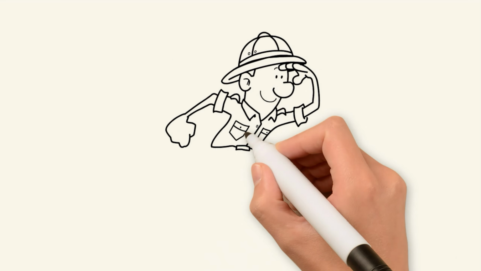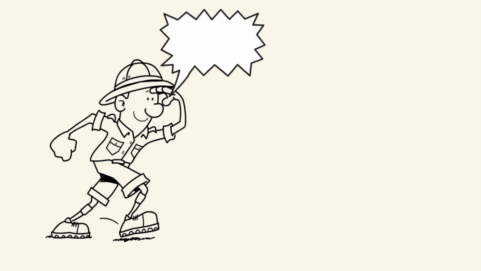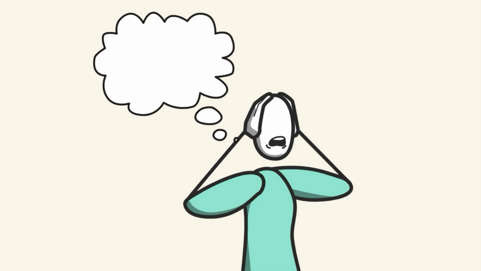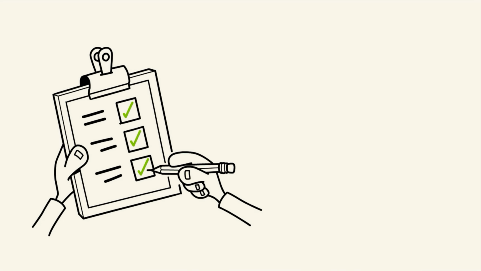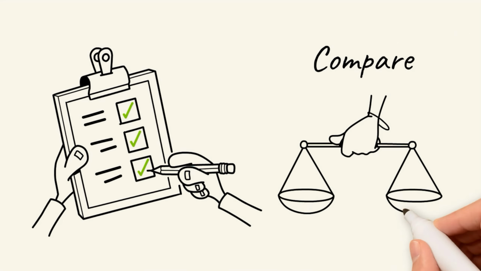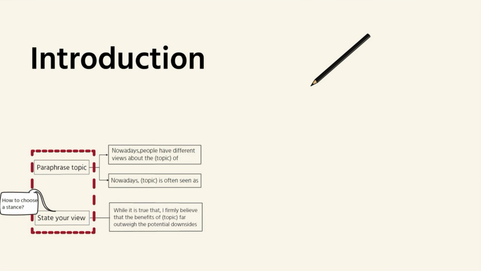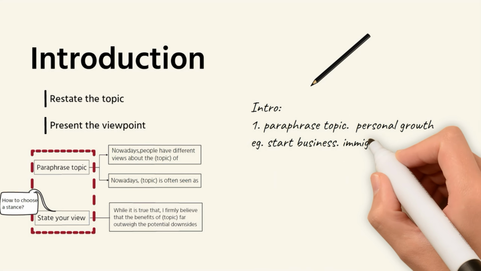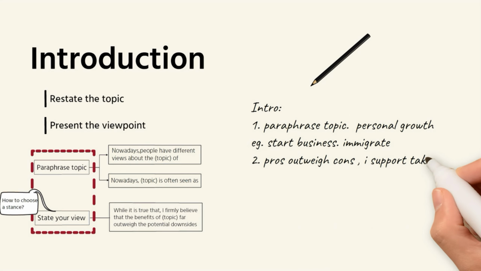For instance, I have a clear stance for risk-taking. I support taking risks because I have many examples, data, and evidence to prove my argument. If you don't have a clear stance, no worries. Just wait until you have listed all the reasons, make a comparison, and choose a stance. Now write the plan. First sentence, restate the topic with specific examples. Second sentence, present your viewpoint. Write it down, and we will get the intro. First, paraphrase the topic: personal growth, example, start business, immigrate. Second, pros outweigh cons, I support taking risks.